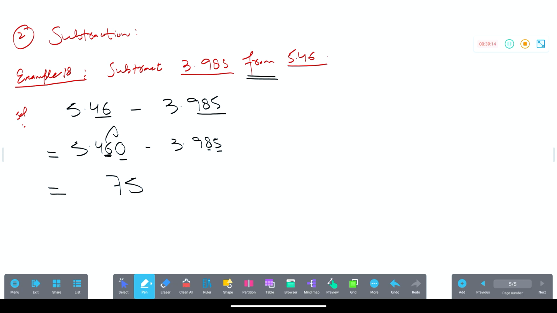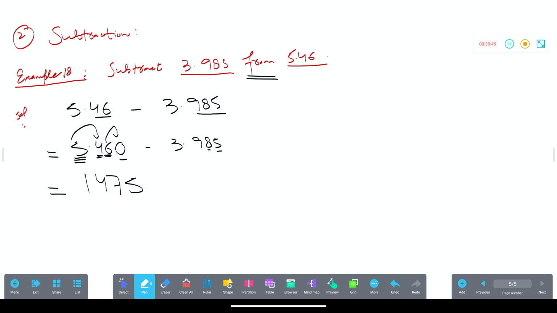Now tenths place. It is 4. No, it's not 4. It is now 3. Why? Because it has given 1 to 6. 3 minus 9 is not possible. Borrow 1. It will borrow 1 from the whole part, even before the decimal point. So it becomes 13. 13 minus 9 is 4. Now we are left with 4 here, because it gave 1 to 4. 4 minus 3 is 1. Now it's 1, 4, 7, 5.